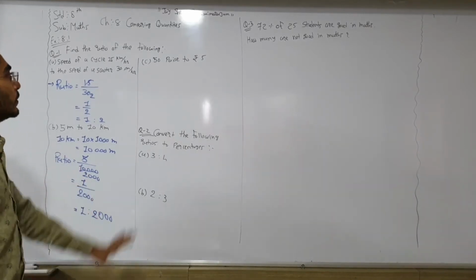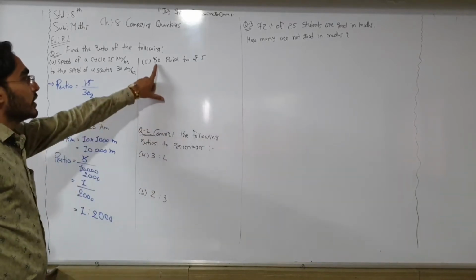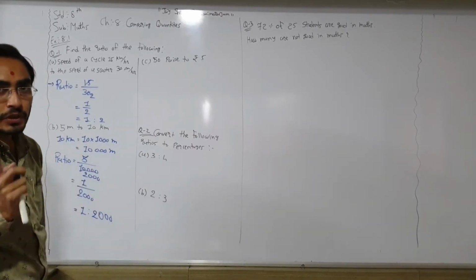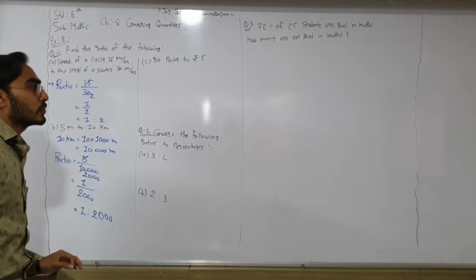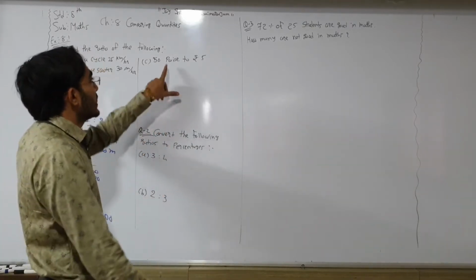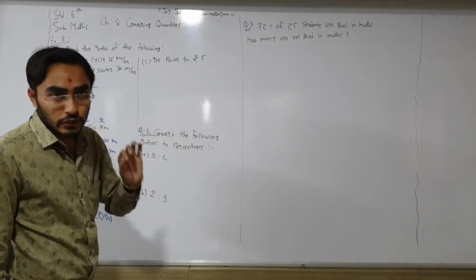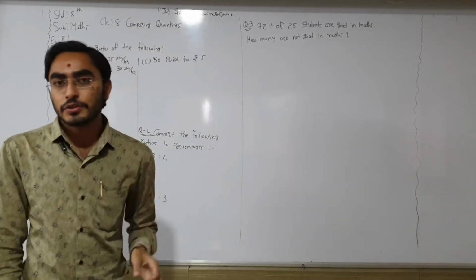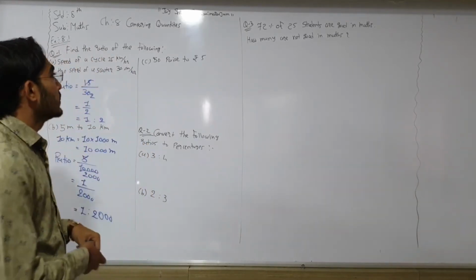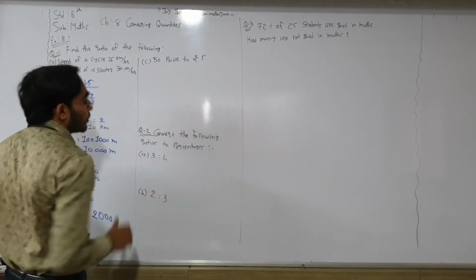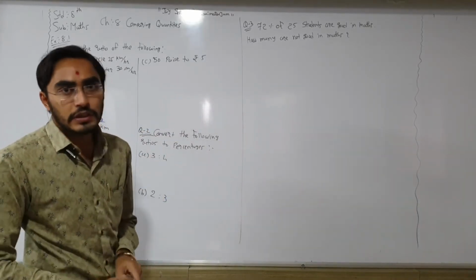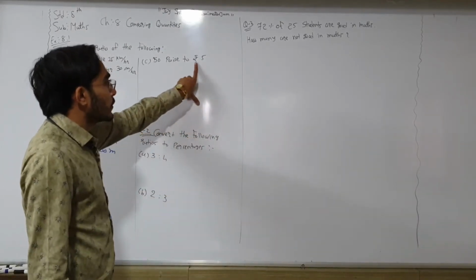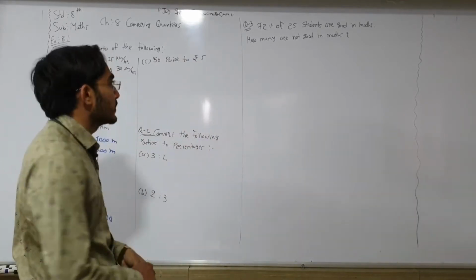Now question C. 50 paisa to 5 rupees. Students, here also we have different units, paisa and rupees. So our first work is to make the same unit. Rupees is the big unit, so we need to convert the big unit into the small unit. That means we convert rupees into paisa.